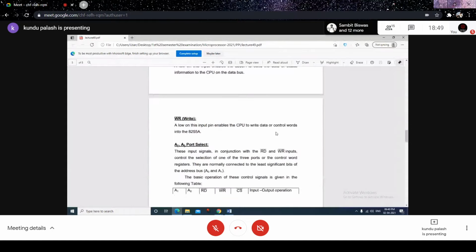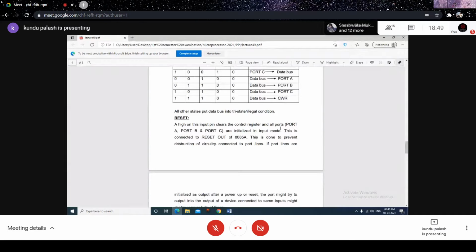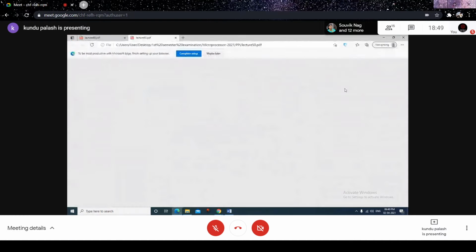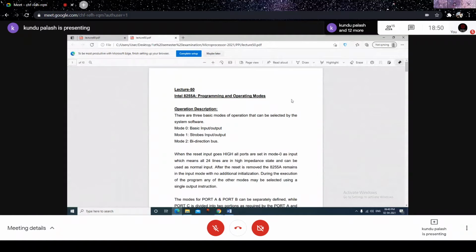What are the modes of operation? That is given here, called the operating modes. There are three basic modes of operation that can be selected by the command word or instruction during programming. The first one is mode 0, which is the basic input-output mode of operation. The second is mode 1, the strobe input-output mode, a special type of mode of operation. And the last is mode 2, the bidirectional bus. What is the difference between the first and the third mode? In the first mode, at a time, any one of the port lines can be used as basic input or output, not a mixture. But in mode 2, it is bidirectional at a time. So that is the difference.